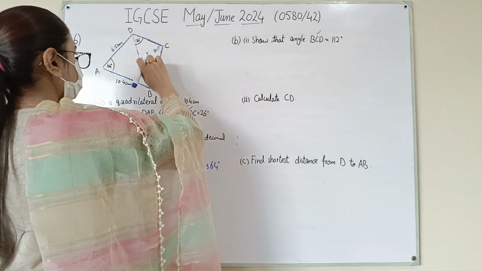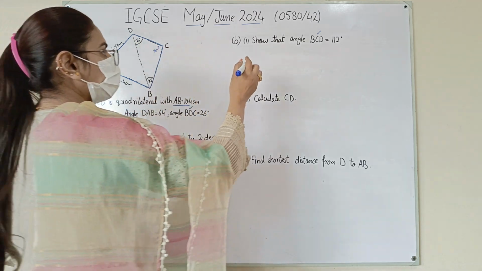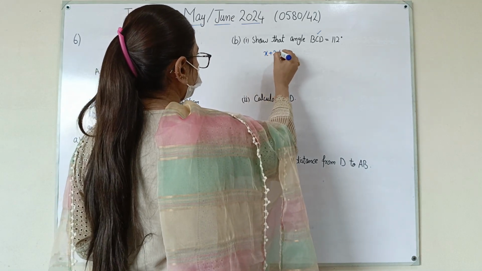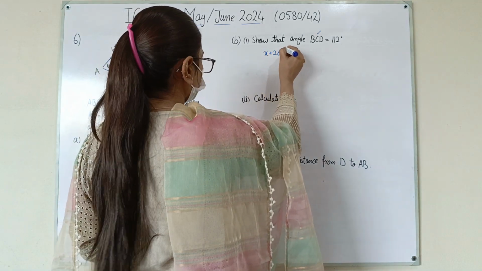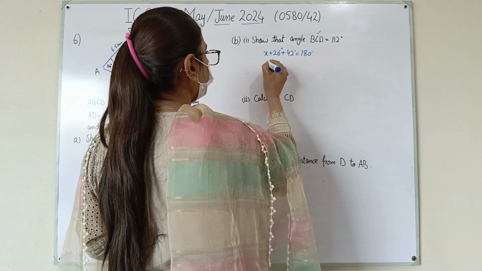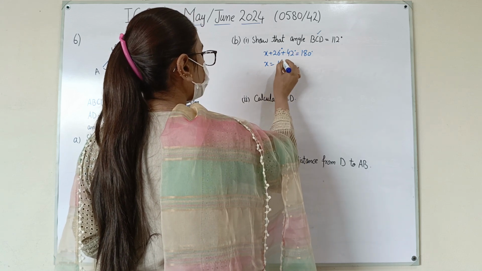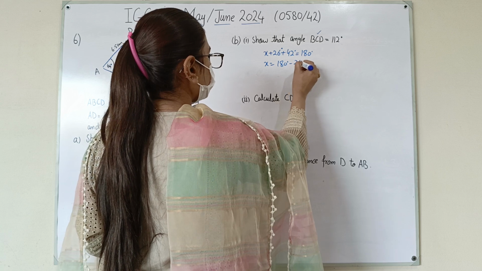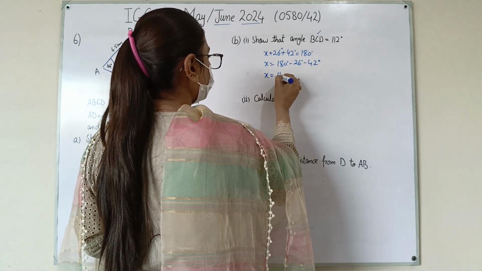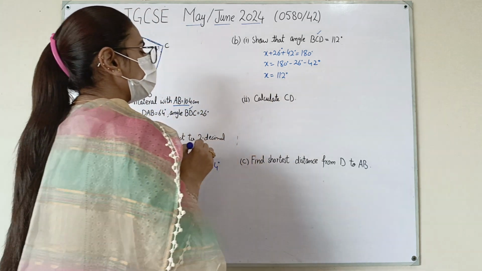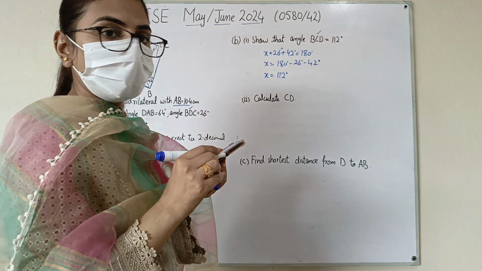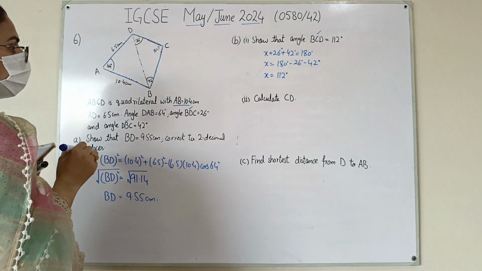So the sum of 26, 42 and X should be equal to 180. So X plus 26 degrees plus 42 degrees is equal to 180 degrees. X is equal to 180 minus 26 minus 42. So here you will get the answer 112 degrees. It was quite simple, as I have used the theorem from practical geometry.